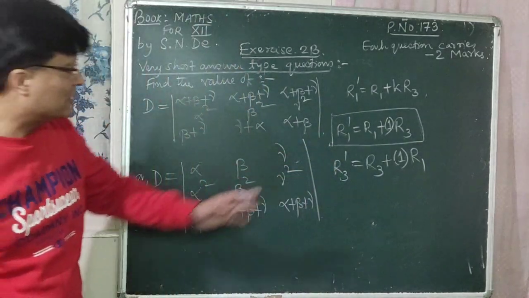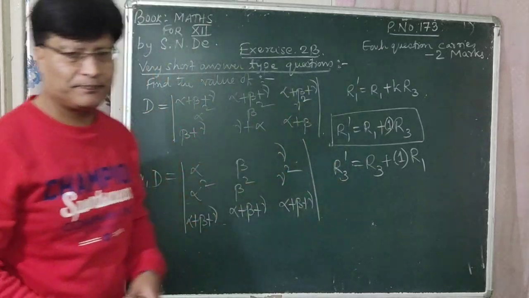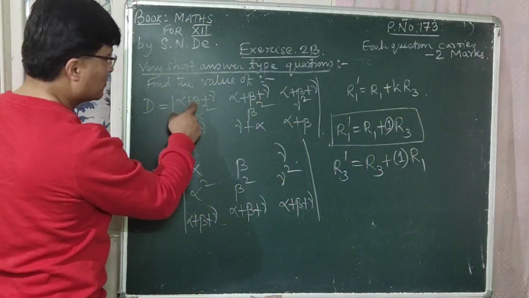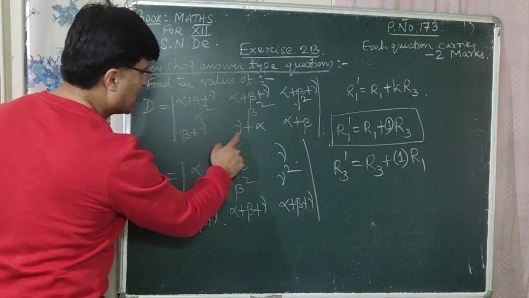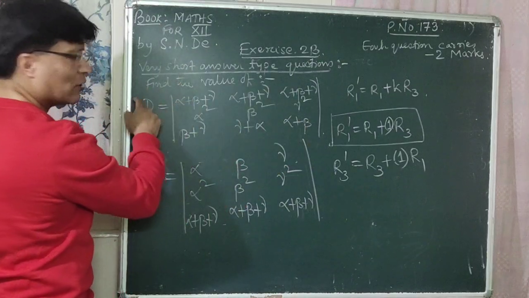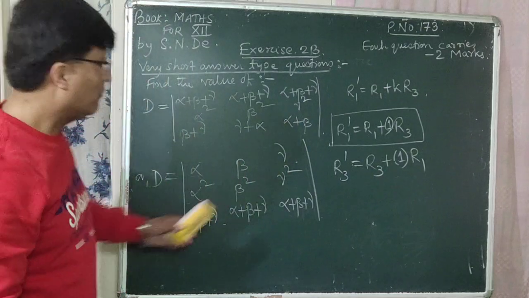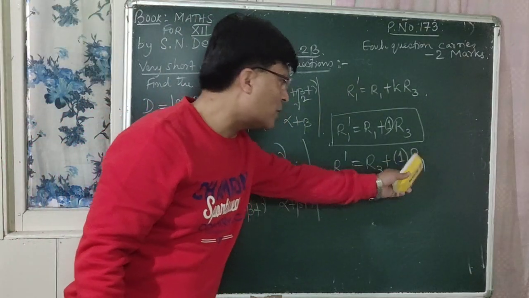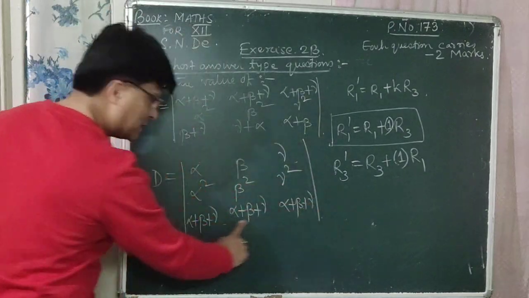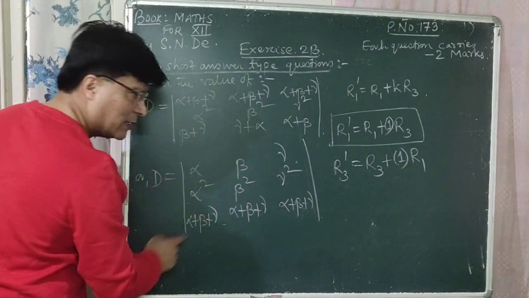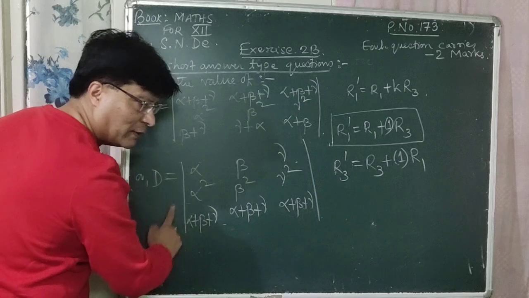Or you may write D is equal to first row as it is, alpha beta gamma, second row alpha square beta square gamma square. What will be the new third row now? This is the new third row, R3 dash is equal to R3 plus 1 into R1. What do we get here? Alpha plus beta plus gamma. This one is also alpha plus beta plus gamma. This one is also alpha plus beta plus gamma.